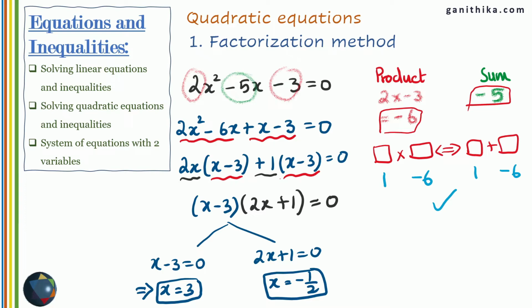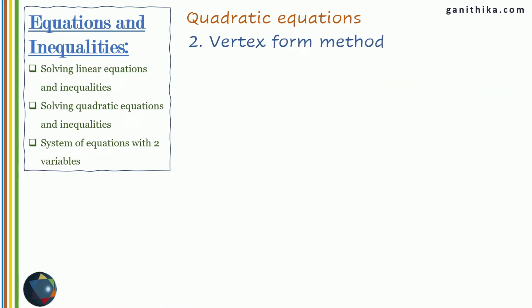So for the given quadratic equation, x is equal to 3 and x is equal to negative half are the solutions. Now, vertex form. You have to convert an equation into vertex form first and then solve the equation. For example, you have 2x square minus 6x minus 5 is equal to 0. In this case, since you have a coefficient with the x square, divide this whole equation by 2.